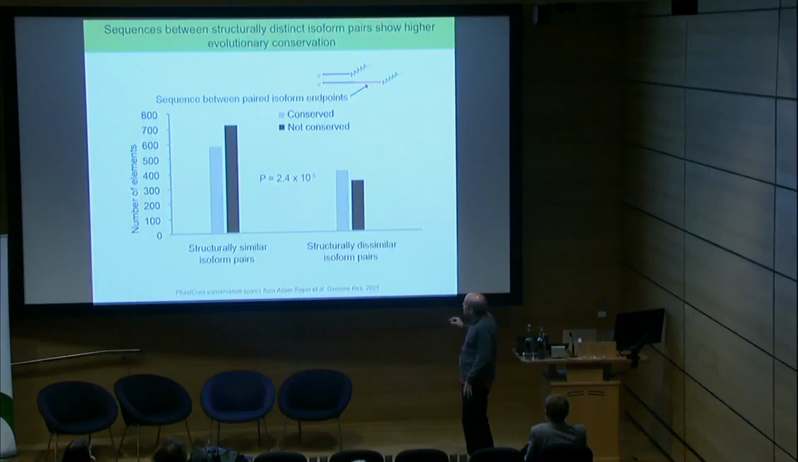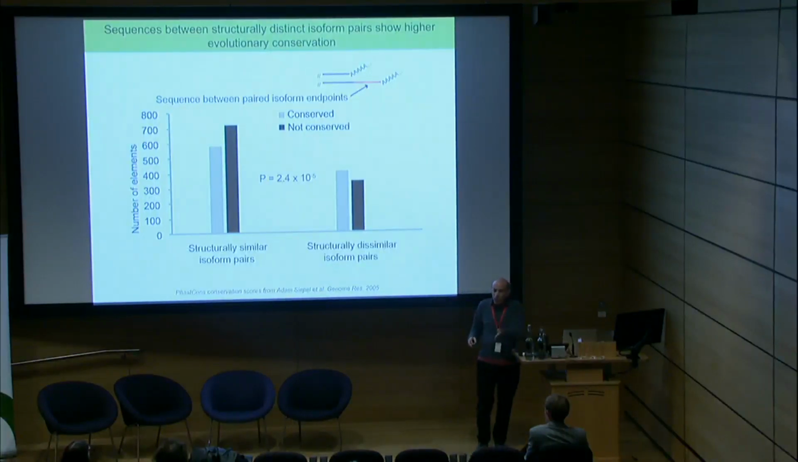And so we can, again, compare structurally similar isoform pairs and structurally dissimilar isoform pairs. Again, two broad categories that are very different. What you can see here is that for structurally similar pairs, there is a bias towards being not conserved versus conserved, whereas it's the opposite for structurally dissimilar isoform pairs. The ones that are very structurally different show the opposite. And there's a very significant p-value. So what that says is that the sequences between the structurally distinct isoform pairs are evolutionarily conserved considerably more than chance. So that suggests that in a general sense, these things mean something.